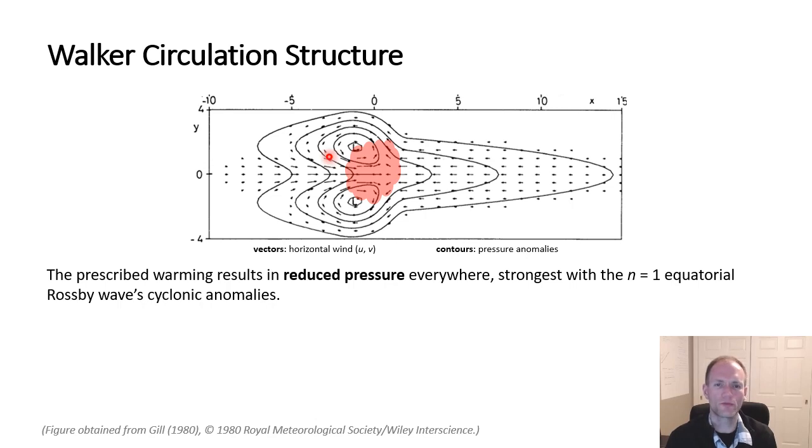Now if we take a look at the pressure perturbations, we've also got the horizontal wind vectors here to help with continuity from the previous image here. I've also depicted the prescribed warming location once again here with the red bubble. So this prescribed warming leads to reduced pressure everywhere across this analysis domain. These contours that you see here are all associated with negative pressure anomalies, reduced surface pressure in association with this prescribed warming.